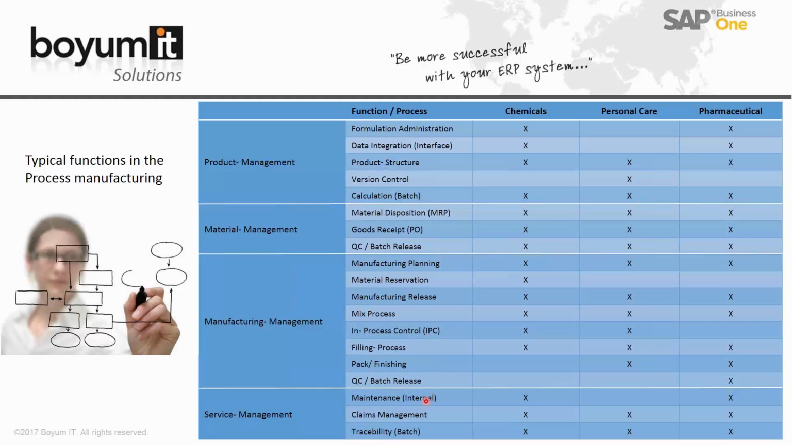And at the end there is service management. With service management we mean, for example, internal maintenance, so maintenance of your machines. When you have in chemicals some bigger machines or plants, you have to plan internal maintenance. There can be claim management, and of course always the topic of batch traceability. You have the function in Beas to have complete traceability through the batches you used in the production.